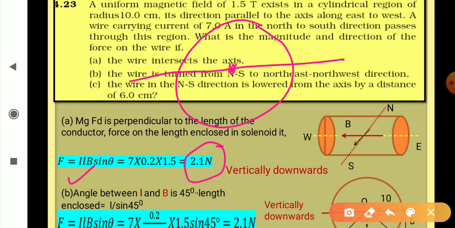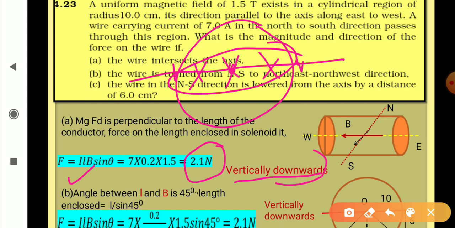If I try to draw this section, then the normal cross section, then the wire is placed like this, you see, and the magnetic field is say inwards, and the maximum length enclosed will be equal to the diameter of the cylinder, and magnetic field and the current are perpendicular. So now just imagine the situation and use your Fleming's left hand rule. Now this force will be vertically downwards. See, remember that east, west, north, south, they all are in horizontal plane.